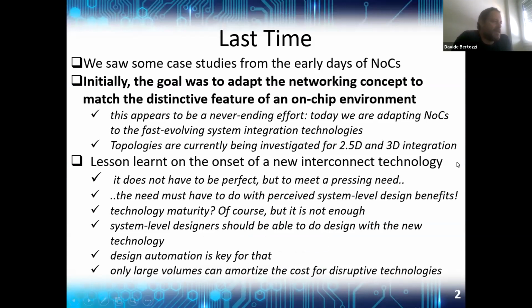So let's wrap up on what we said last time. Last time we saw some case studies from the early days of networks on chip. In particular, we saw that in the early days and for roughly a decade, even more, people were trying to adapt the interconnection network concept to match the distinctive features of an on-chip environment, which is more tightly constrained in terms of the area and power budgets.